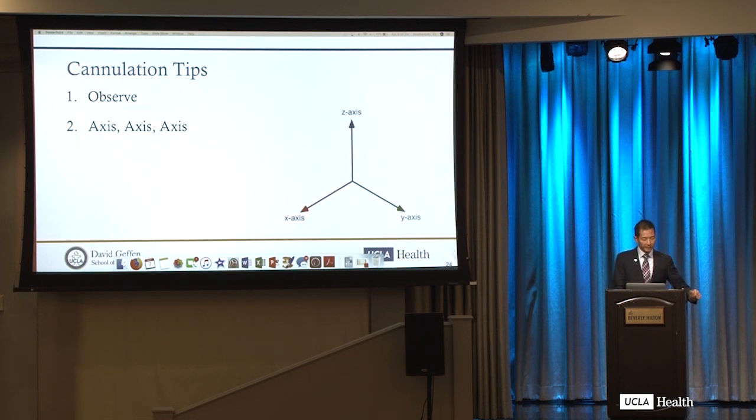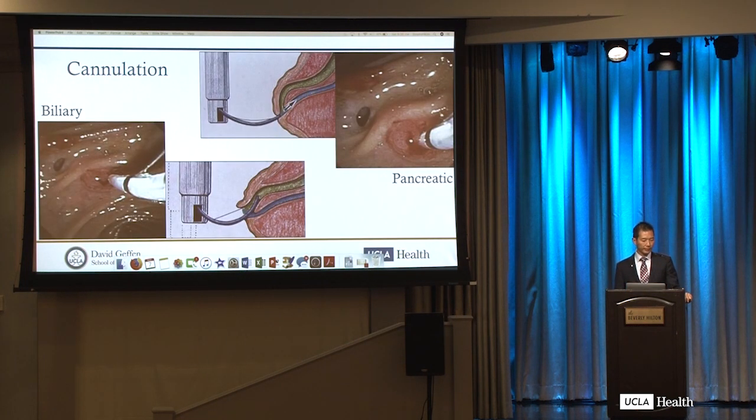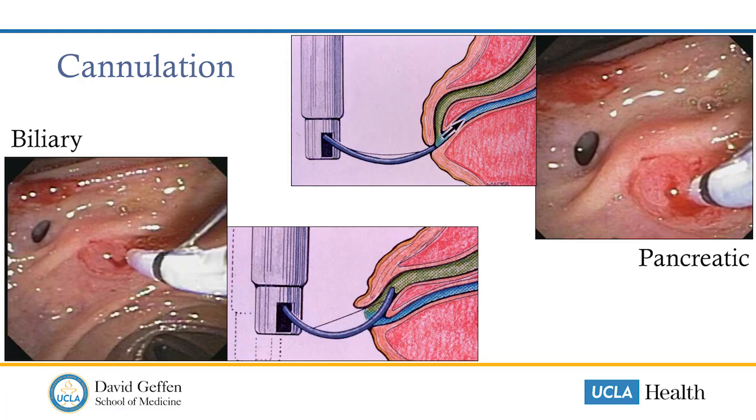This is a tip that Dr. Muthusamy tells us all the time, axis, axis, axis, right? So you want to align the catheter with the desired duct. So if you're trying to get into the bile duct, you want to aim at the upper 11 o'clock position. Oftentimes, as you see in the picture here, you may need to bow the sphincterotome in order to get the axis kind of up anteriorly or superiorly into the bile duct.